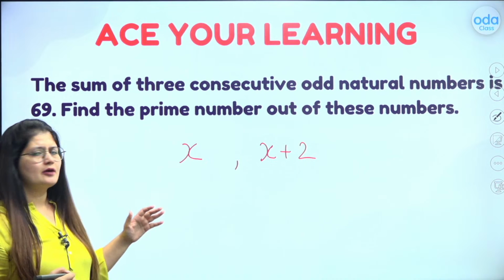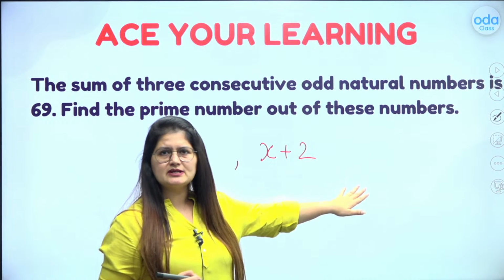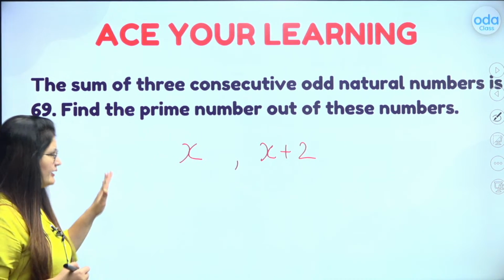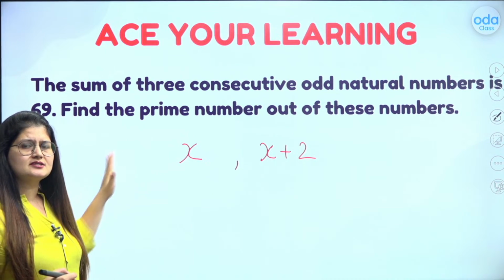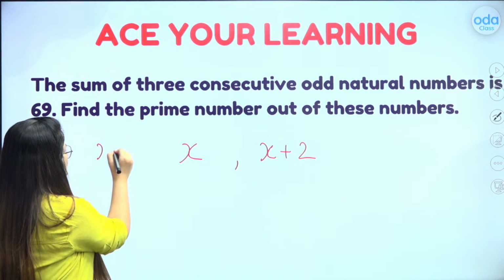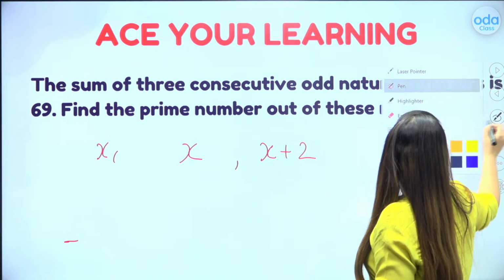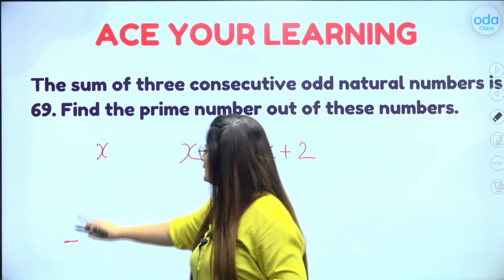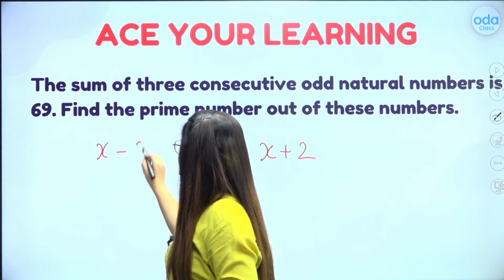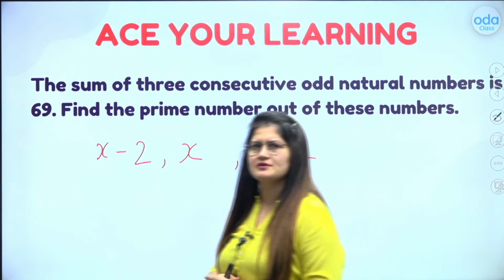Moving on, if I talk about one more odd natural number here, you can take it as x plus 4, or else, if I take a step back, the odd natural number that comes before this number can be x minus 2 also, right? So let's take the number as x minus 2. Got it? So these are the 3 odd natural numbers that we have got.